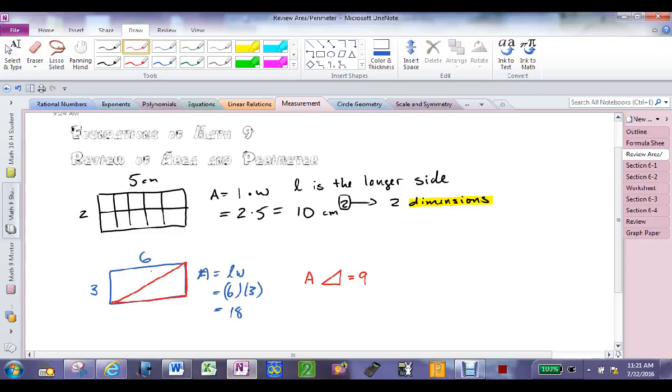Okay? So that gets us 9. And these guys said, hey, wait a minute. That's just half a rectangle. Right? So the area of a triangle must then be the area of a rectangle, LW, divided by 2. Right?